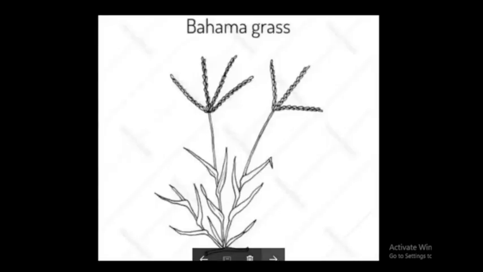So this is the spike that I was making mention of earlier on. You can see these are spikes. This one has 3 spikes. This one has 4 spikes on it. So that is what we are looking at as the Bahama grass.